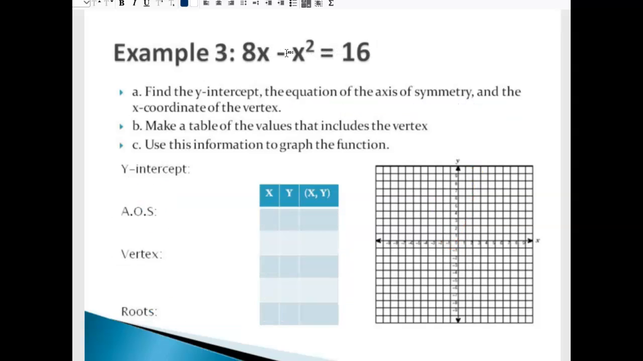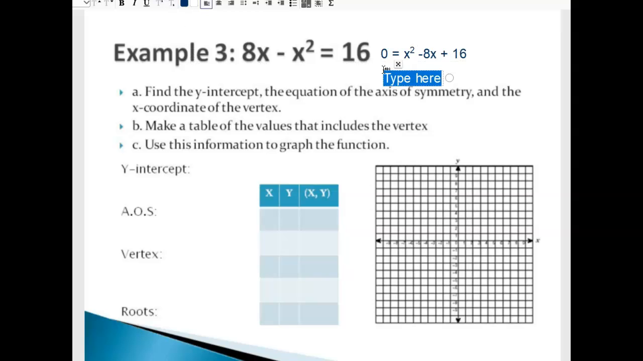Alright, so we have previously talked about the fact that if you are going to solve a quadratic, it has to be set equal to 0. So what we're going to do is move the x squared and the 8x to the opposite side. So I have 0 equals x squared minus 8x plus 16.